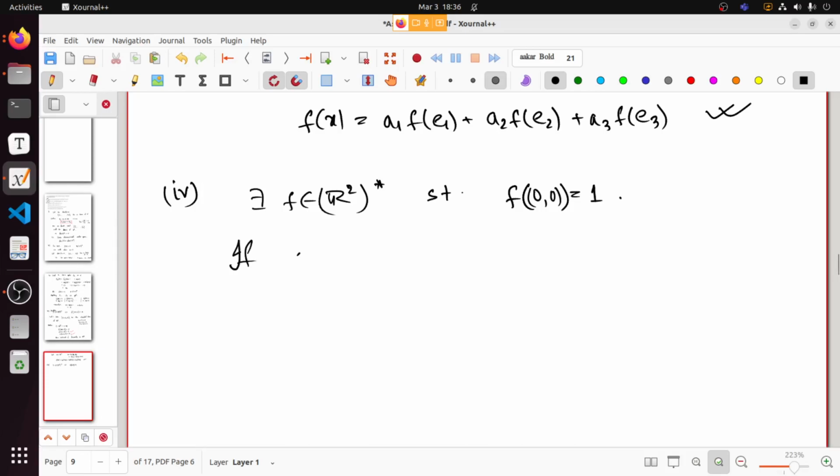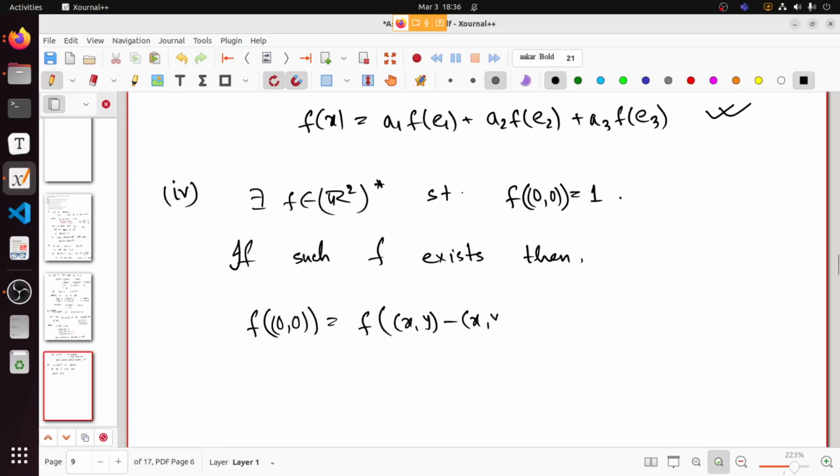So if such f exists, then where will the 0 vector go? f of (0, 0). This (0, 0) you can write as (x, y) minus (x, y), any vector, right?